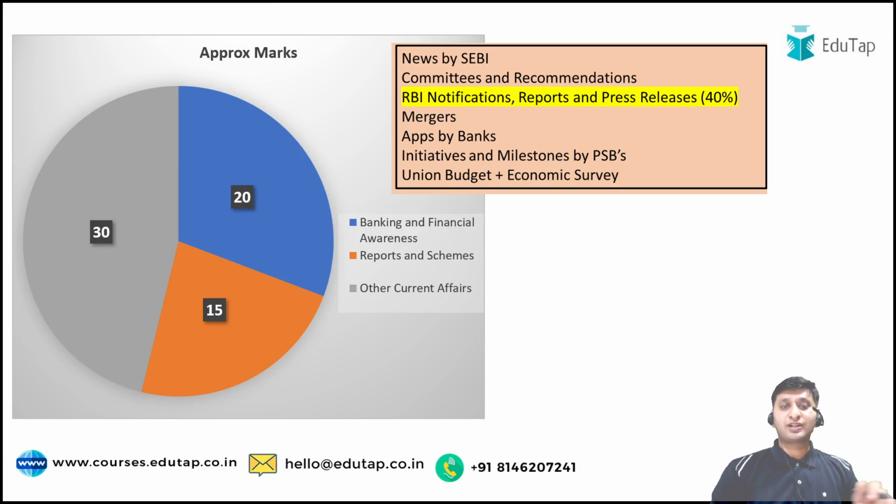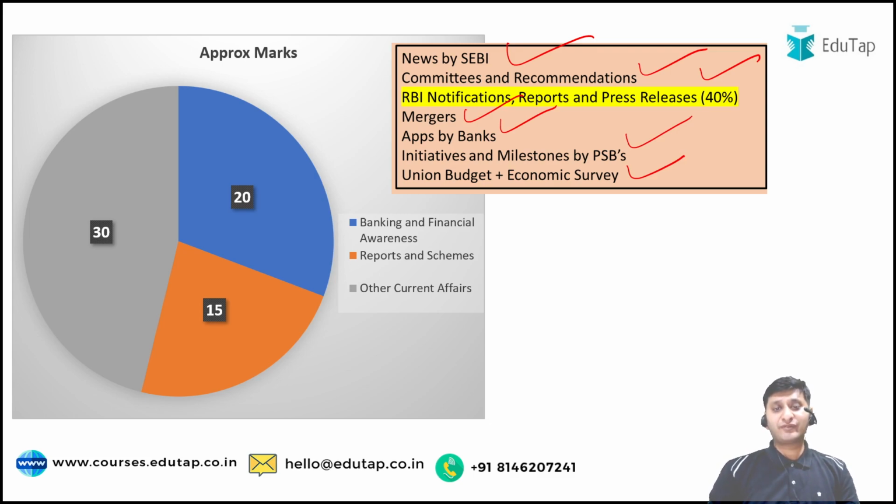In banking and financial awareness, these are the areas from where the maximum questions are asked. Any news or regulation by SEBI, any committees or recommendations by RBI or SEBI, RBI notifications, very very important. Any mergers of the banks, any apps launched by banks, especially the public sector banks, then any initiatives or milestones by public sector banks such as SBI or PNB, Union Budget and Economic Survey. These are the most important areas with respect to banking and financial awareness, and within this 40 to 50% of the questions are from RBI notifications.